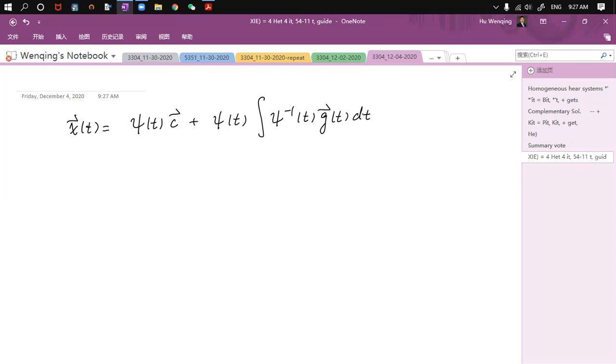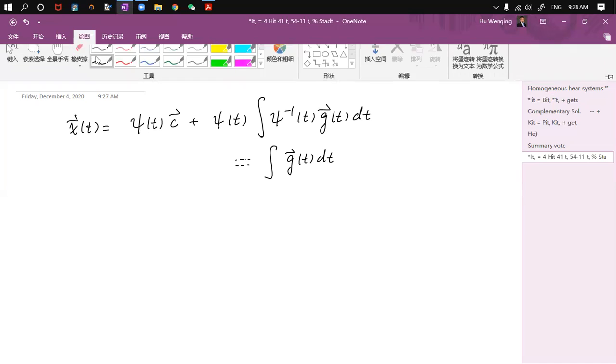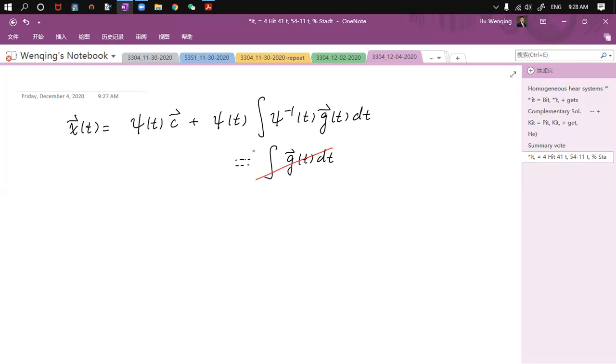So some people are going to say, well, here is Φ(t), and there's Φ inverse of t. Maybe this product cancels, so that we're just left with the integral of g of t dt, right? Some people are going to say I don't have to do anything, but this is wrong. So why is it wrong? That's going to be a nice question.